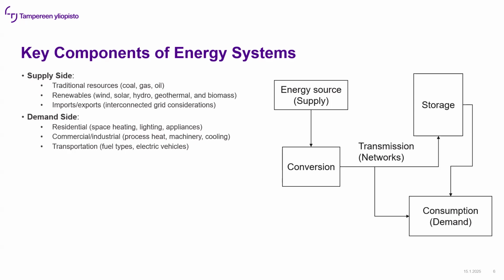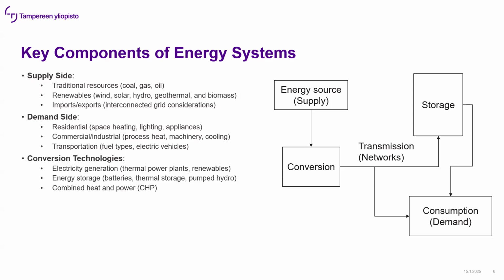Demand side: residential, commercial, transportation. For example, this space heating, we're going to go through that later on. So what kind of models, what kind of techniques can you use for this residential space heating prediction? And of course, the transportation is heavily dependent on oil. So how does the emergent electrification of those vehicles affect the system? Conversion technology: generation, but also storages.